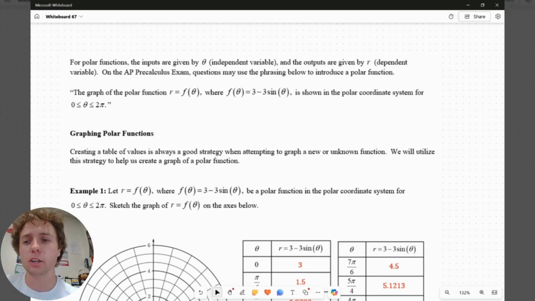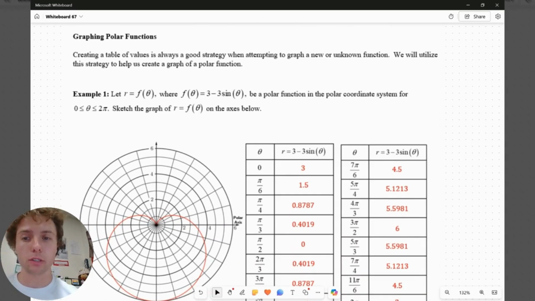For a polar function, the inputs are given by theta, and the outputs are given by r. On the AP Pre-Calc exam, questions may use the phrasing below to introduce a polar function. The graph of the polar function r equals f of theta, where f of theta equals 3 minus 3 sine theta, is shown in the polar coordinate system. That's just how they may introduce it. They're saying r is f of theta, and then we have some function.